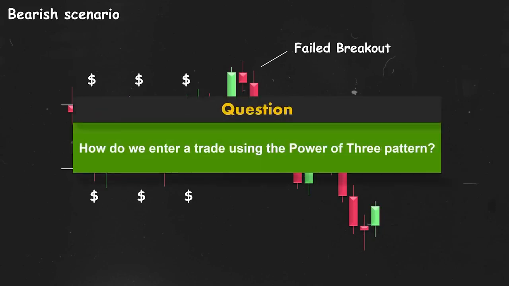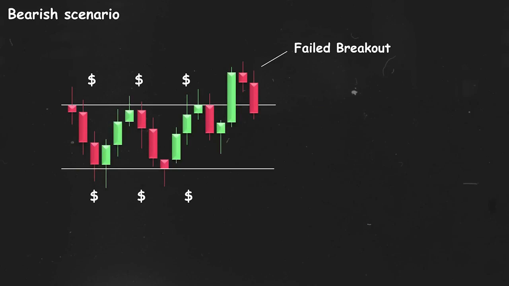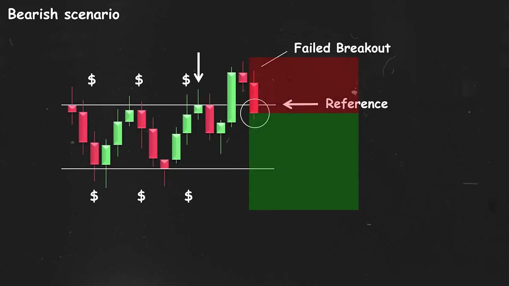So, how do we enter a trade using the power of 3 pattern? We aim to enter trades after the manipulation phase is confirmed. First, the price must return inside the range, which confirms the failed breakout. We mark the close of these candles as a reference for the consolidation area. To confirm the entry, we need a break and close back inside the box. The stop loss should be placed above the swing high, and we can target important levels ahead of the price.